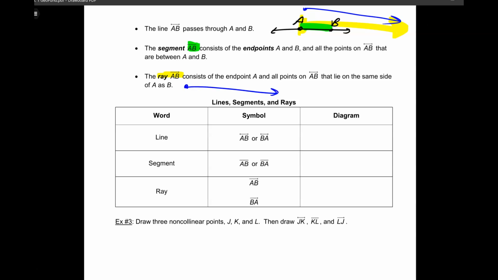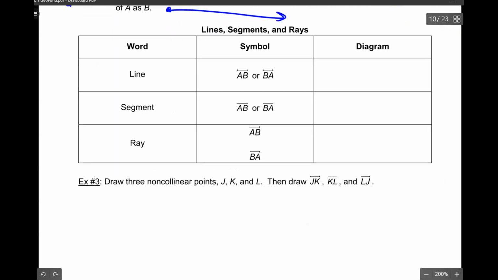So have you learned about rays before? Maybe like a sun, right? The sun has rays that go out. So the rays have an endpoint and then they go out forever. Endpoint, go out forever. Okay, so let's draw this diagram.